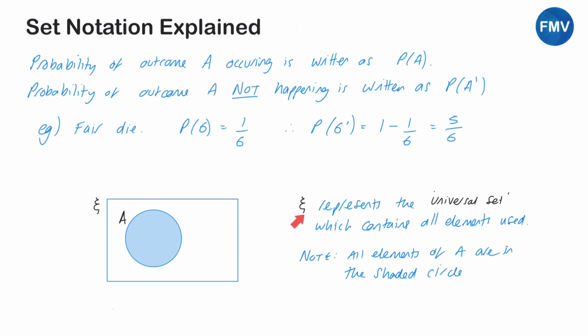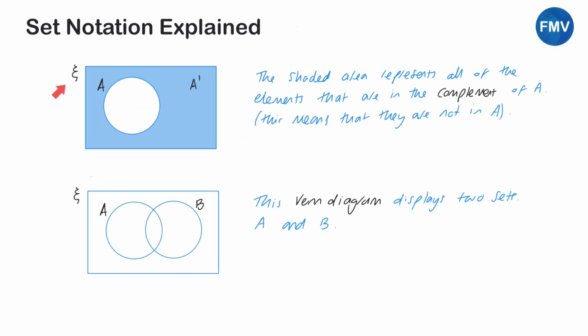So this Greek letter, and we pronounce that xi, represents the universal set, and that contains all of the elements used. So it's everything included in here. Now notice that the elements of A are in the shaded area of the circle. So the elements of A only sit in that circle, and if they're not elements of A, they would sit outside of that circle.